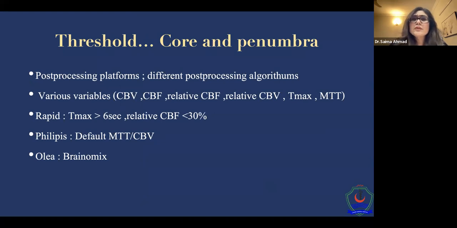We have a number of post-processing platforms. We have RAPID, we have Philips, we have Brainomix software. So it's just like a black box, and everybody is using different kinds of variables.